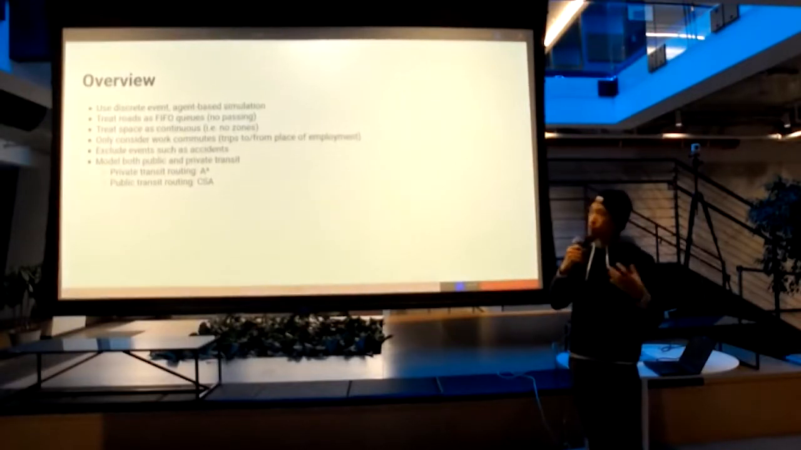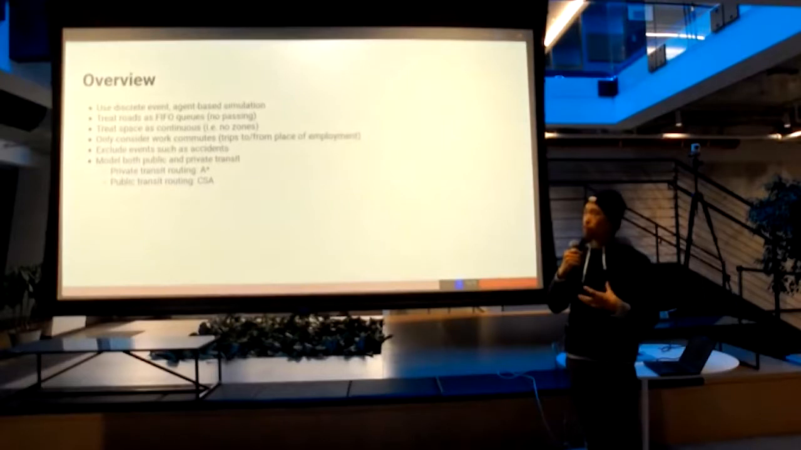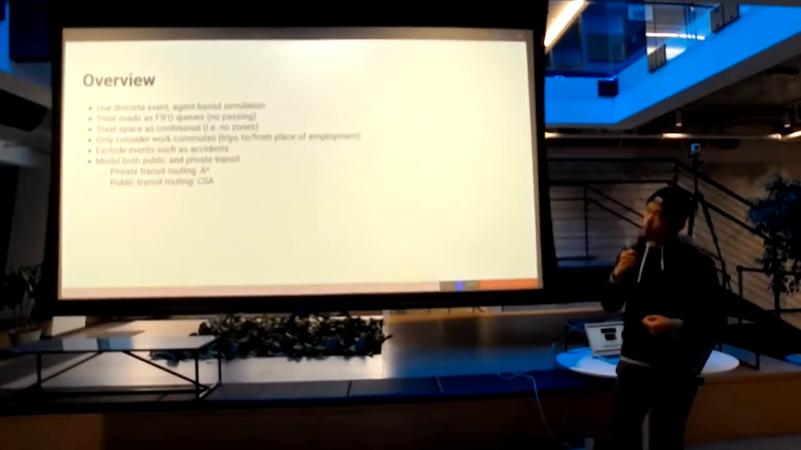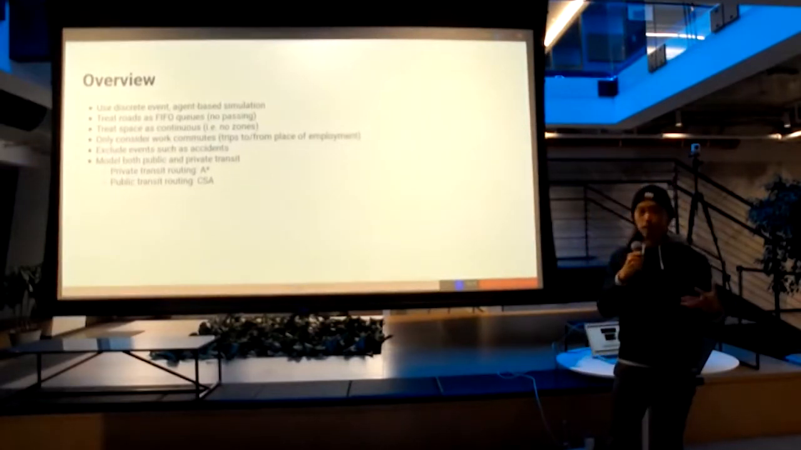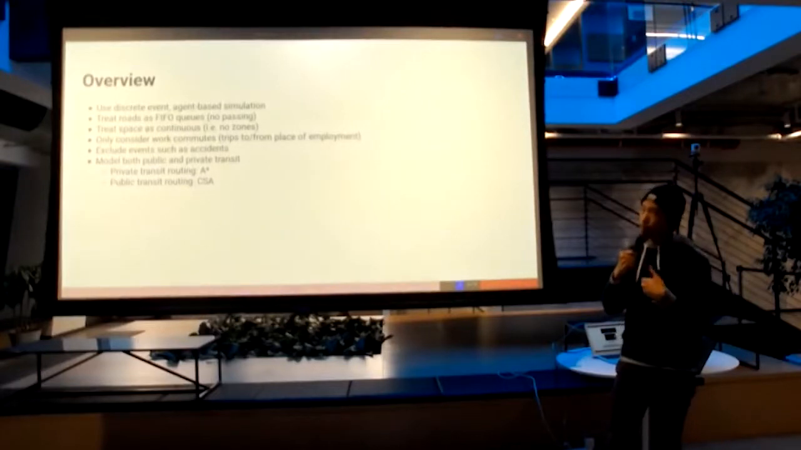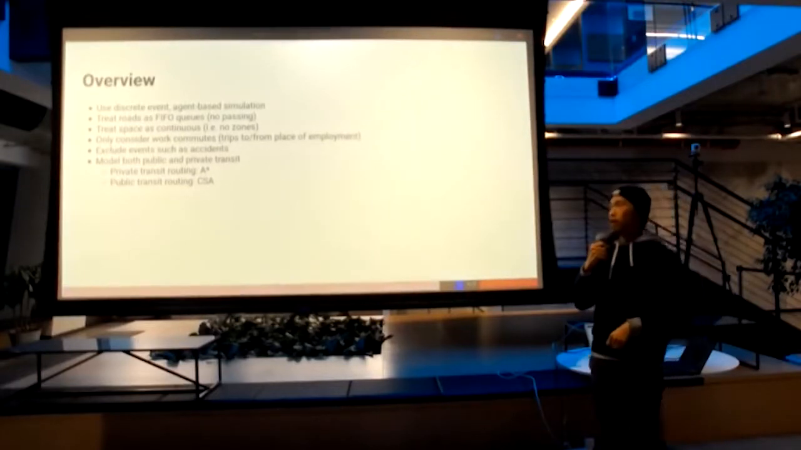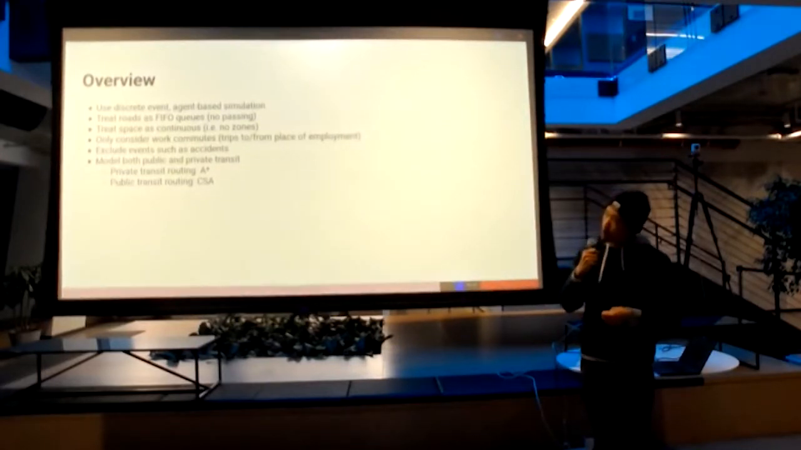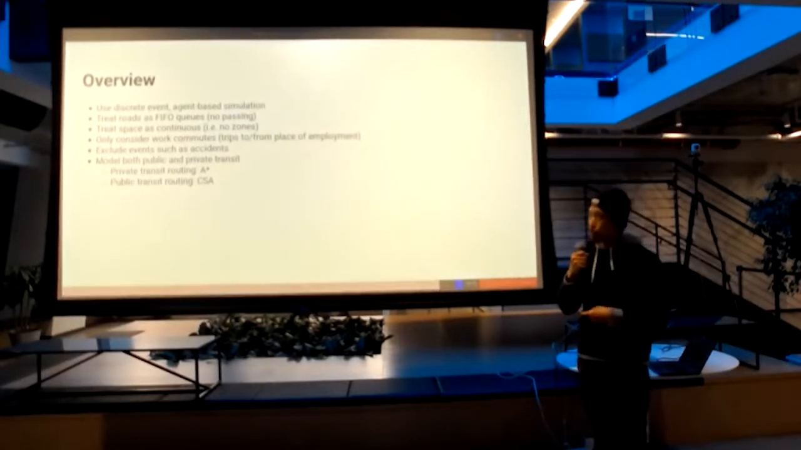We treat space as continuous, so a lot of times you'll see space broken up into zones with this kind of transit modeling, but we don't do any of that. We only consider work commutes. So again, a lot of the model is focused on employment, people going to and from work, and so on. So that's all that we're modeling to start with. We exclude events such as accidents and so on that may be exceptions to regular traffic. And then we model both public and private transit.